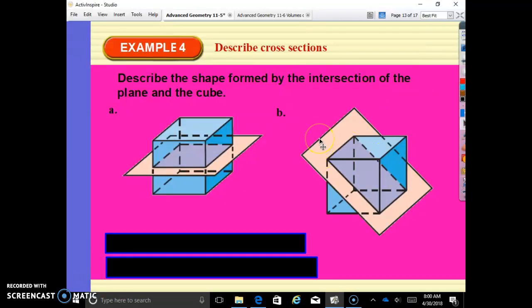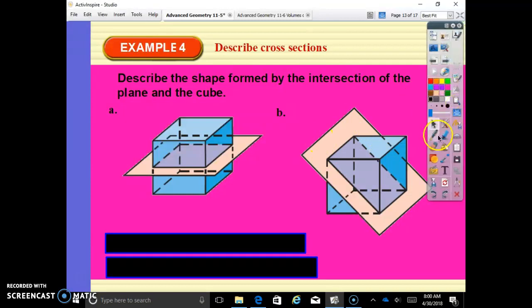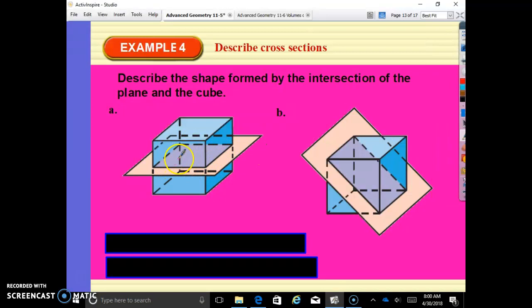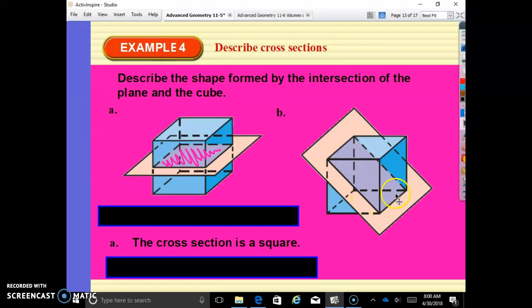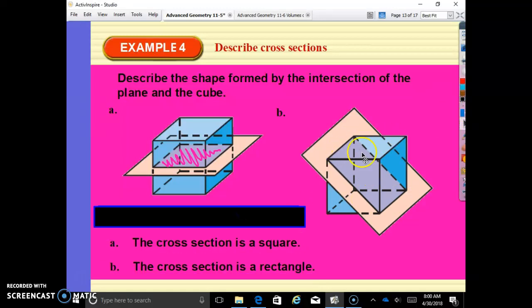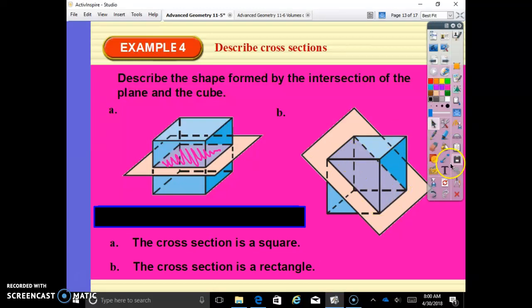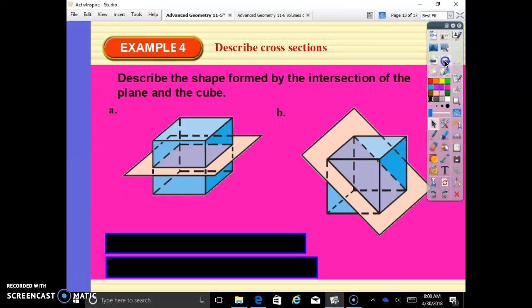Describe the shape formed by the intersection of the plane and the cube. So what shape is this when I slice it in half? This purple area right here. What shape is that? It's a cube, so therefore that is a square. Good. How about this one? That is so not a square. It is a rectangle. Good. So this purple area right here, this is a rectangle. That cross section when you slice it.